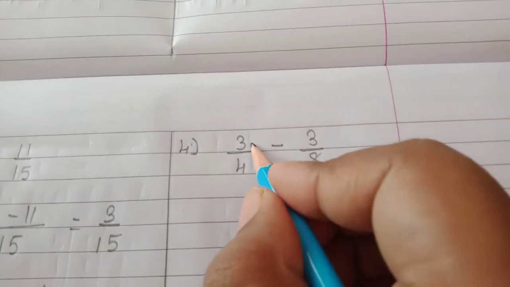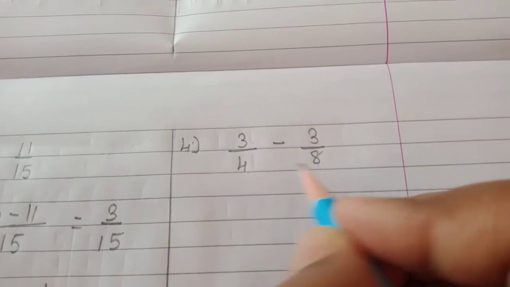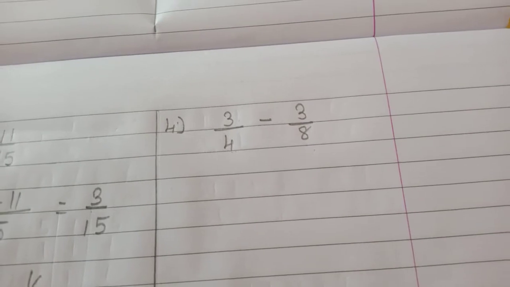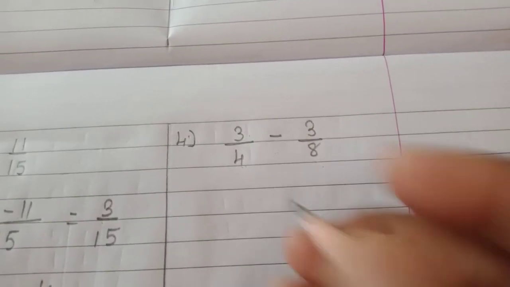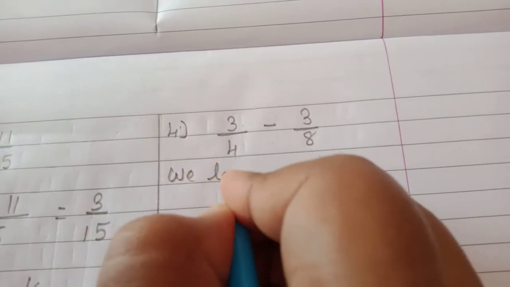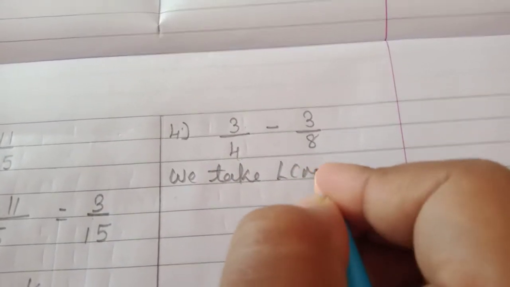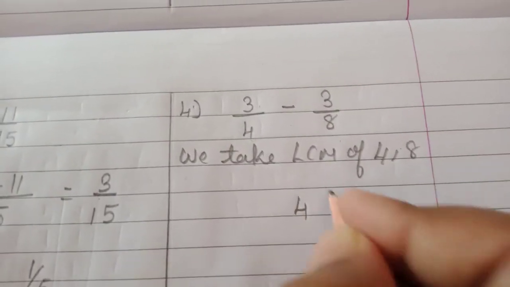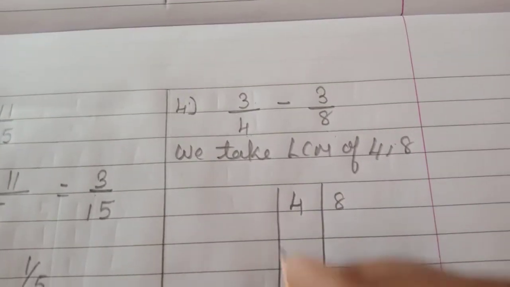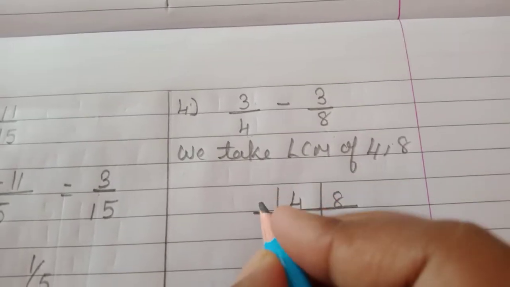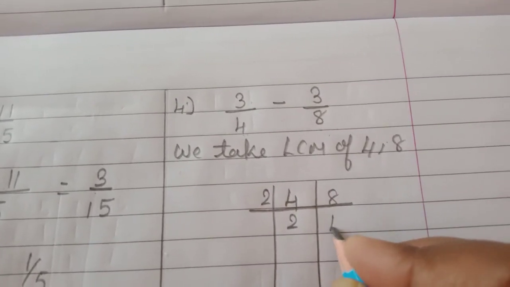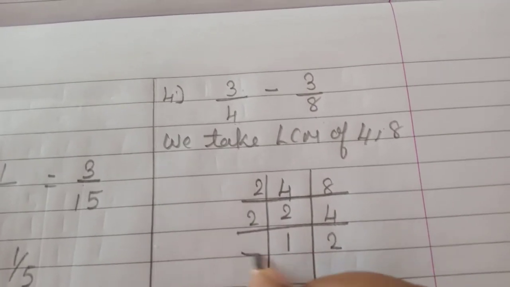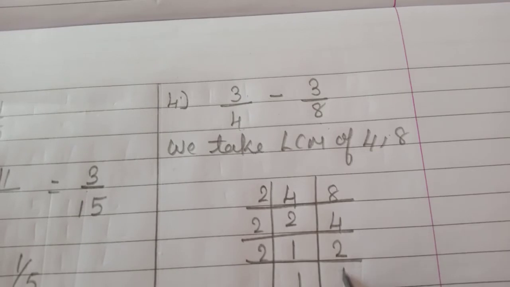Now number 4, 3 upon 4 minus 3 upon 8. Here denominators are different. So what we will do? First we will take LCM. So we take LCM of 4 and 8. So 4, 8. So in 2 table 4 will come. Yes, 2 2s are 4. Then 2 4s are 8. Then 2 1s are 2. 2 2s are 4. Then again 2 1s are 2.